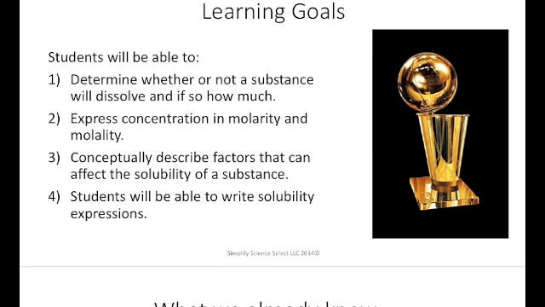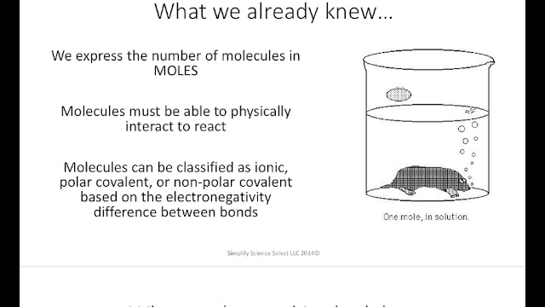So, here's what we already knew. You already knew that we can express the number of molecules in moles. And the reason why we do that is because there are a whole bunch of molecules in a solution or in whatever. So we express it in terms of moles. We also know that molecules need to be able to physically interact in order to do a chemical reaction. And we also know that molecules can be classified as ionic, polar covalent, or nonpolar covalent based on the electronegativity.